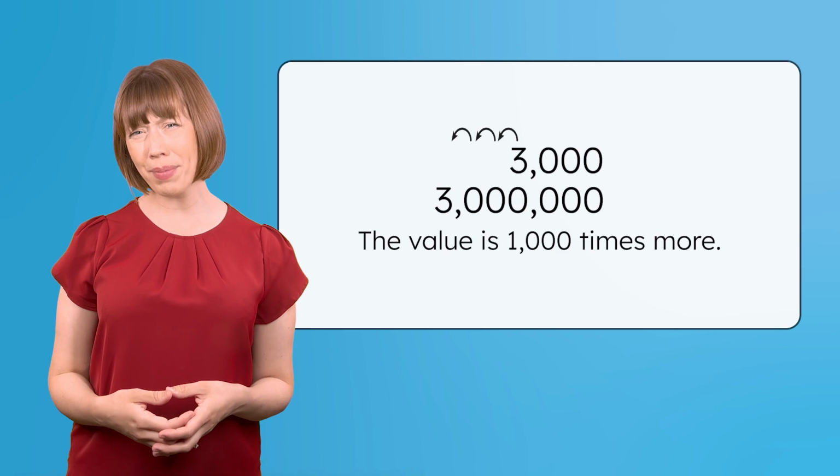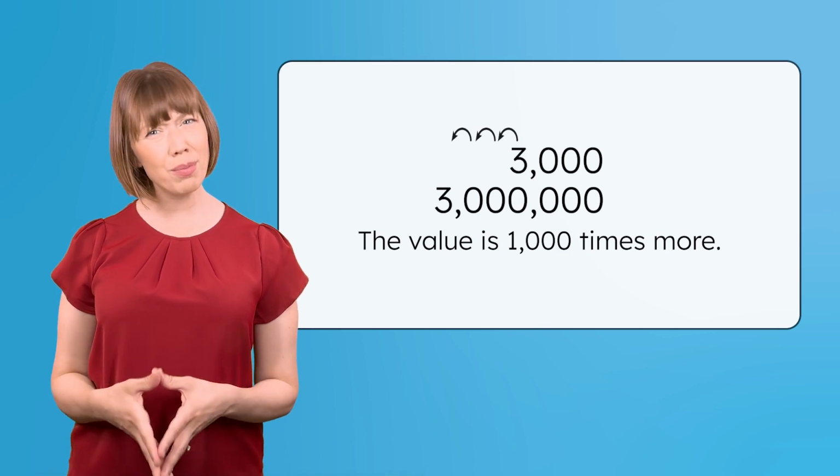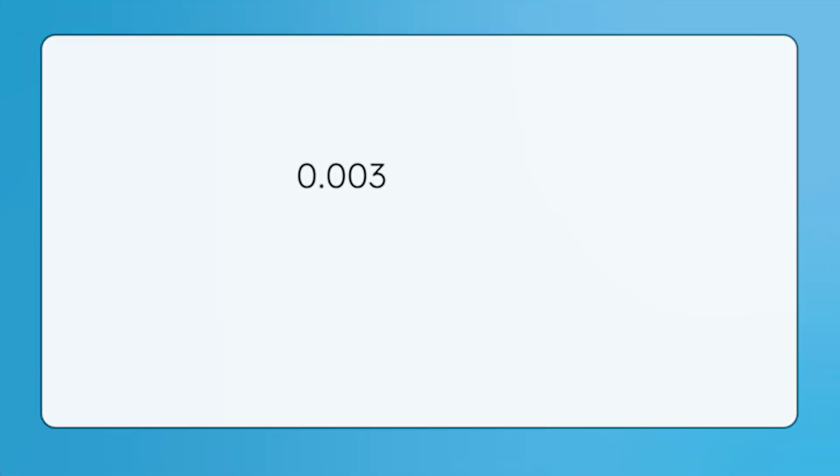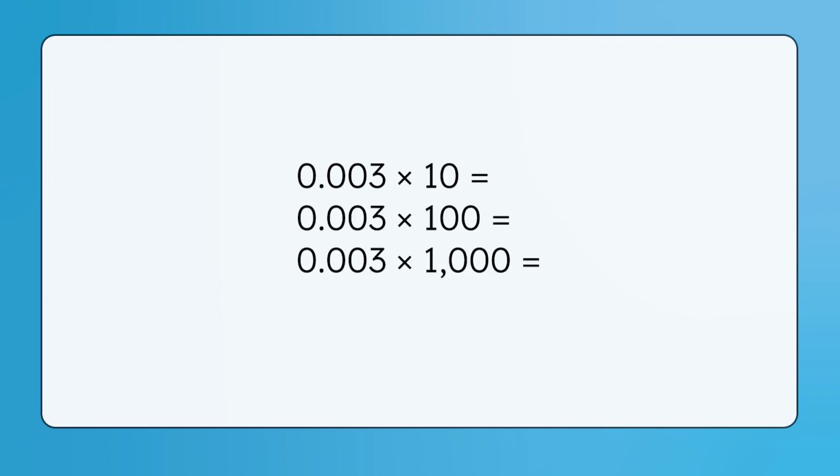Do you think the same pattern will be true for decimal numbers? For this example, we're starting with the number 3,000ths. Let's apply the same powers of 10, 100, and 1,000 to this decimal and see if we notice the same pattern. Pause here and try multiplying in your guided notes. Did you notice the same thing happening?